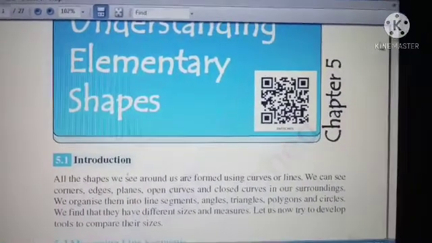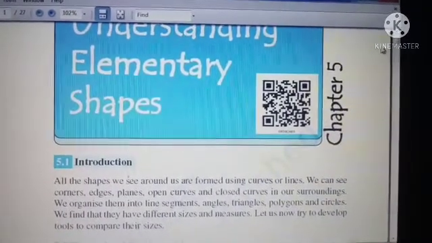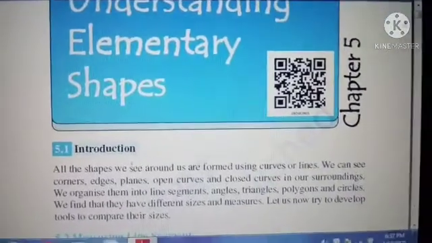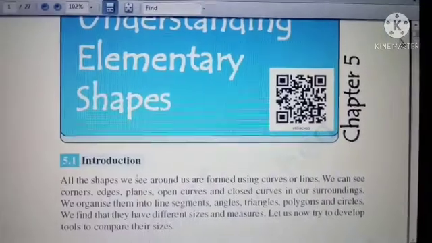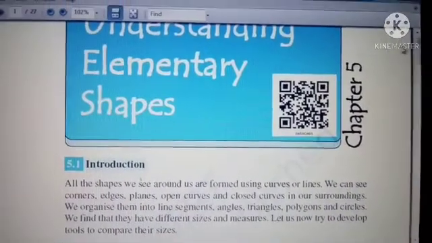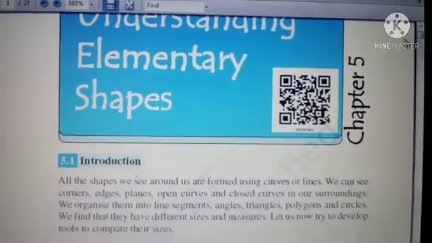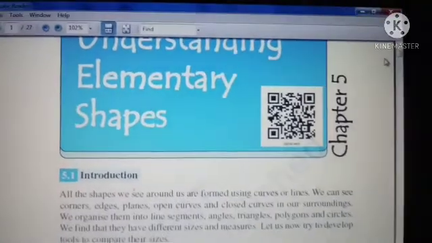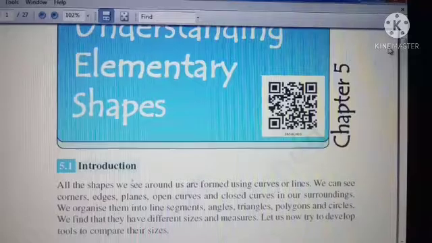Today's class, we are going to start with our new chapter, chapter number 5, Understanding Elementary Shapes. Actually, this chapter is fully some theoretical knowledge about the shapes. What is meant by a shape of different figures? Many different figures are there. So what are the shapes we will be discussing, and what are the properties that shapes are having, that we are going to discuss from this chapter number 5. You can take page number 86 in your NCERT textbook.